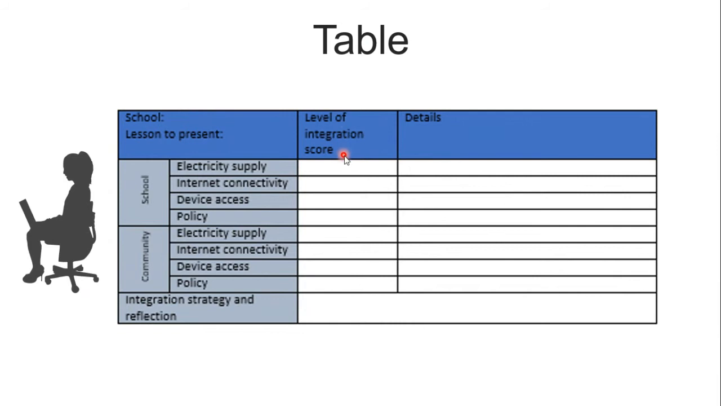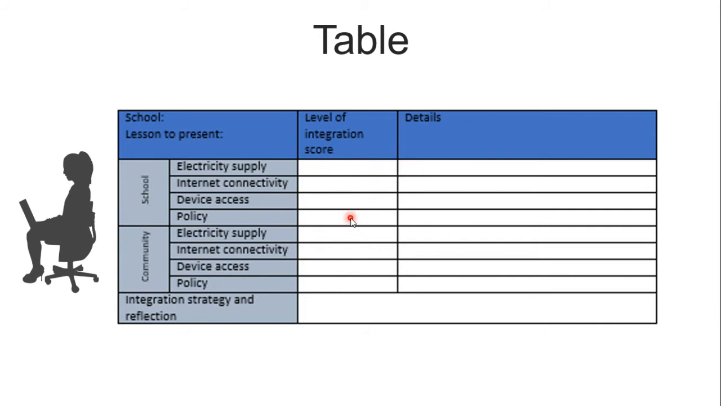The level of integration score, this will be values from 1 to 4 that you will include here, and the details here you will give a description of the integration score that you have given here. So you are going to score the electricity supply at the school, the internet connectivity, the device access, and the policy at the school that you have been to do your teaching experience. So depending on the score that you've given here, you will describe. So these two should be linked.